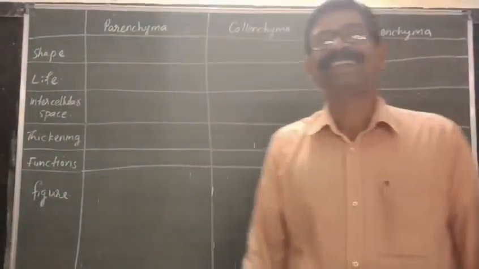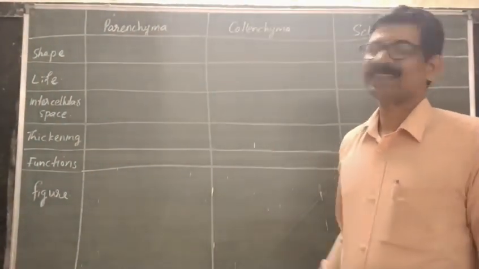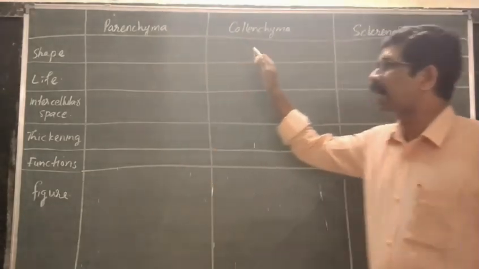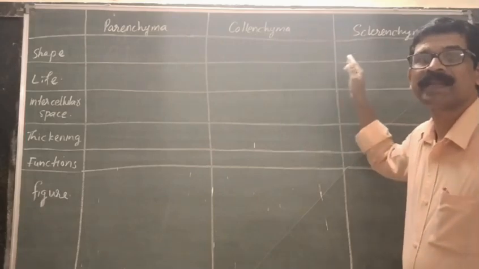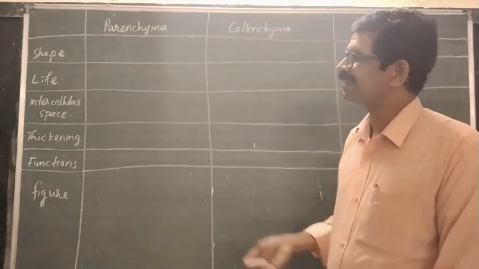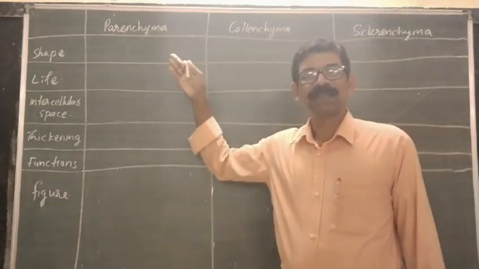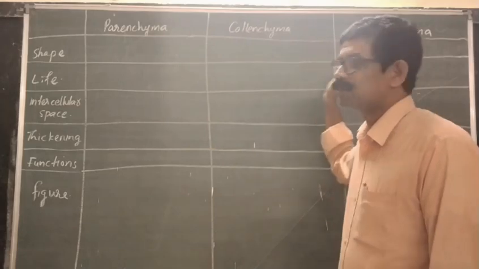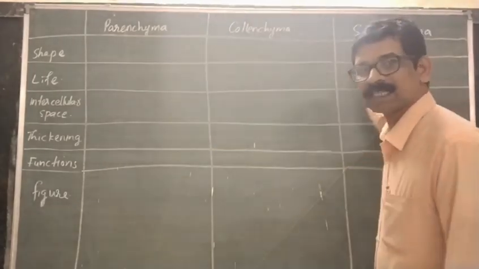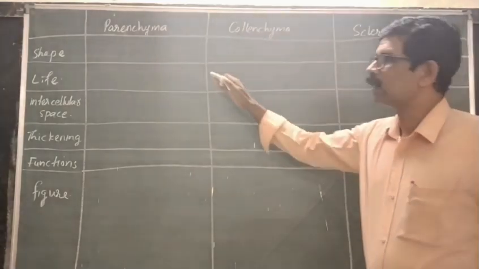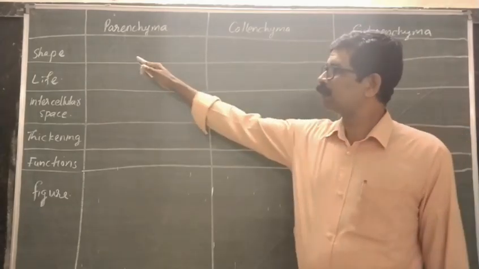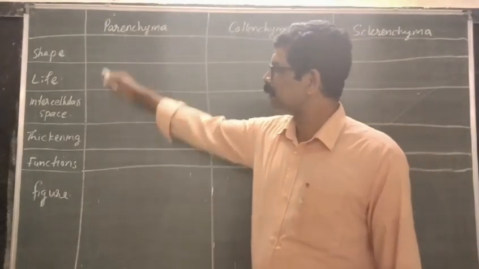Hi friends. In this lesson, in this session, we will study three types of simple permanent tissues. The division we already discussed, isn't it? Which are the three simple permanent tissues? We know very well. They are parenchyma, collenchyma, and sclerenchyma. At a stretch, we can study all three by using certain tips.